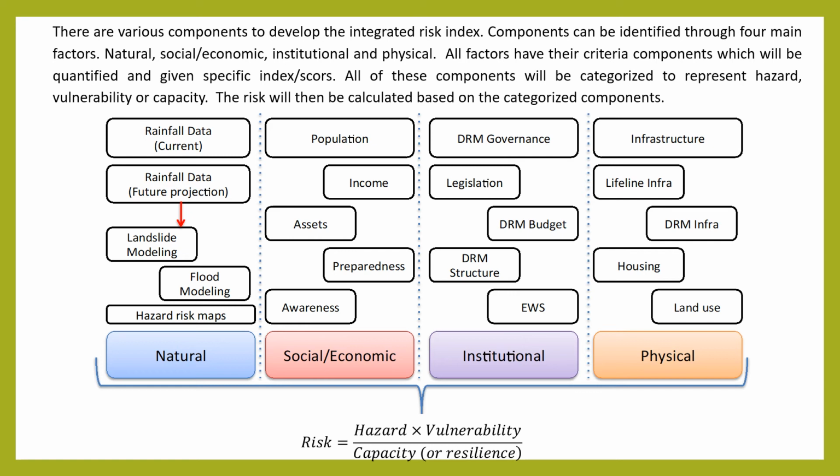Okay, so for example, natural is mostly hazard, like rainfall data, landslide. Social economy is like population, income, asset. And then institutional is like the governance. Any legislation, is there any budget? Is there any disaster risk management structure or early warning system?